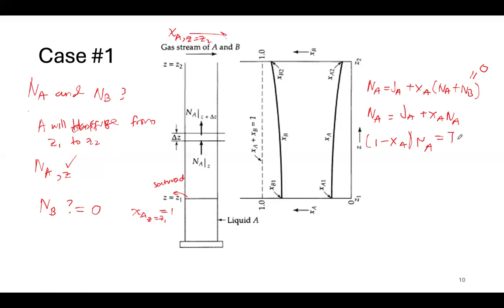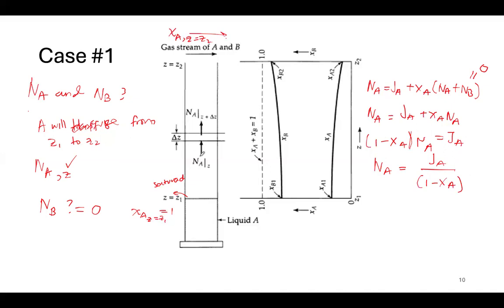Then you can get JA. So then we can get the correlation between NA and JA. So JA over 1 minus XA. So this is the correlation of the NA and JA.